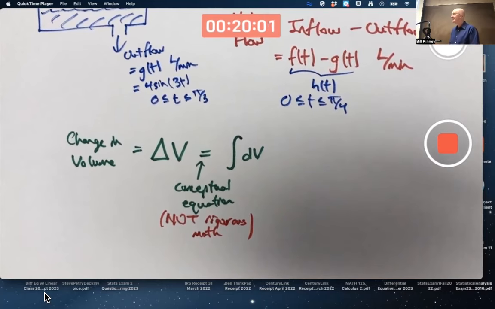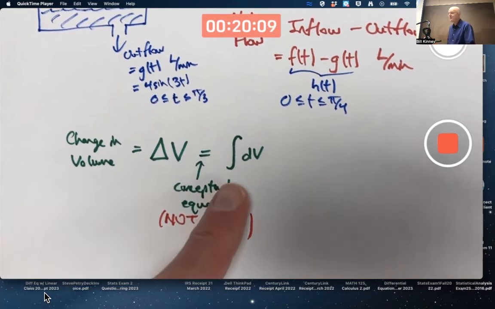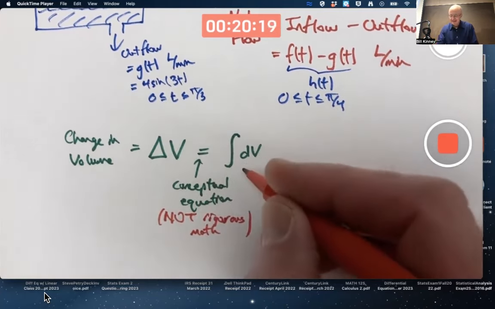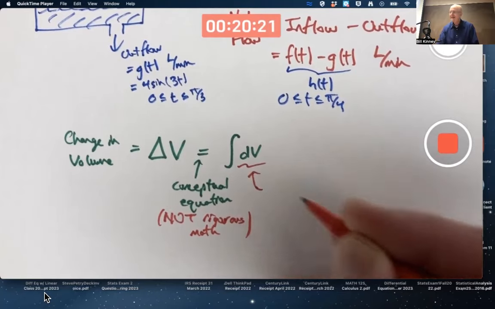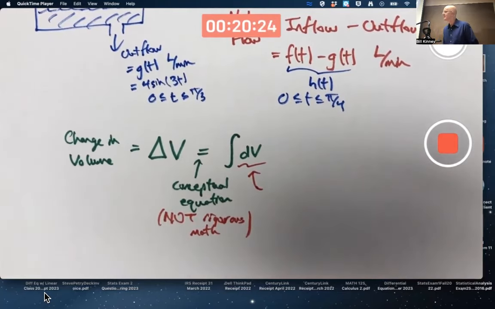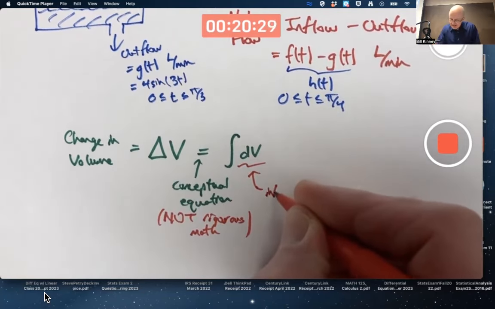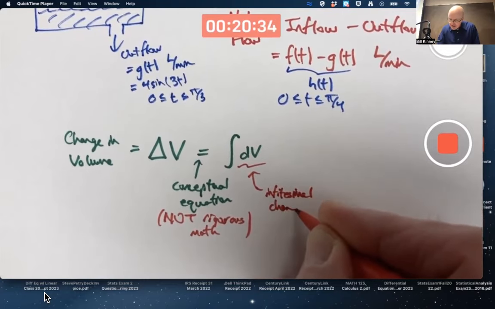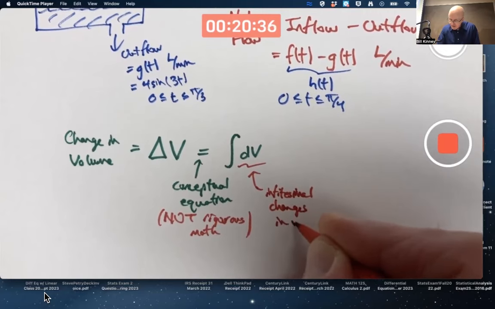It's a helpful conceptual equation, or I also use the phrase convenient fiction. I'm pretending the integral sign means add, summation. But I'm not writing a capital sigma, I'm writing an integral sign. What are these dV's? These are tiny changes in volumes. I'm even going to use the word infinitesimal. Infinitesimal changes in volume.